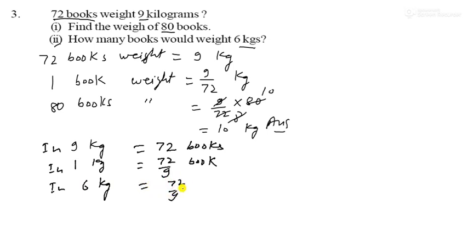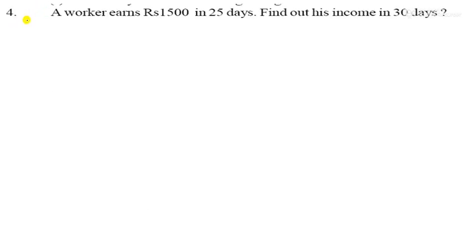And now here is in how much? 6 kg. So you can write 6 kg. It is 72 upon 9 into 6 books. So it is 9 8 ja 72 and 8 6 ja 48 books. So that is the answer of your question.